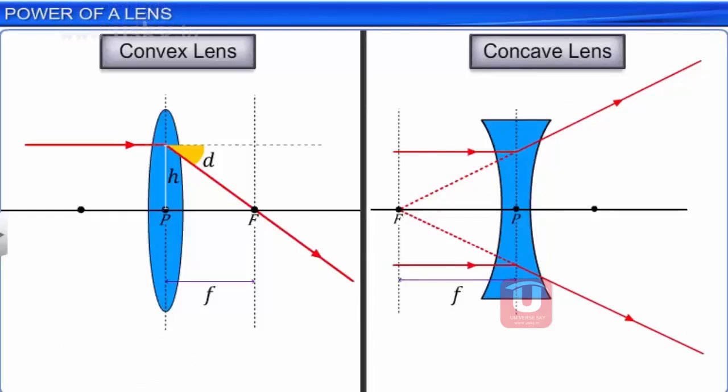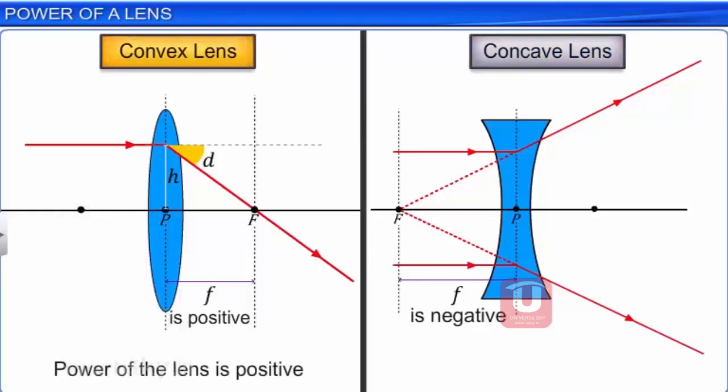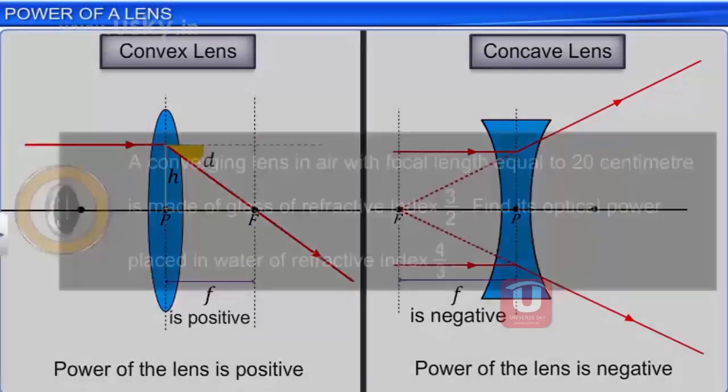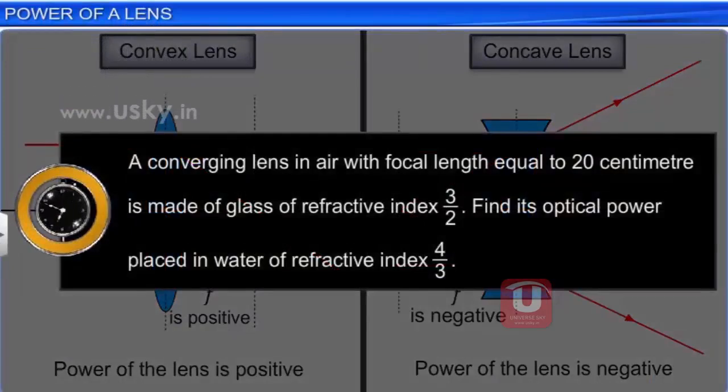Note that the focal length and hence the optical power of a lens depends on the medium in which the lens is placed. For example, a converging lens in air with focal length equal to 20 cm is made of glass of refractive index 3 by 2. Let us find its optical power when placed in water of refractive index 4 by 3. It is given that the refractive index of glass Ng is equal to 3/2. Focal length of the lens in air f is equal to 20 cm or 1/5 meter.